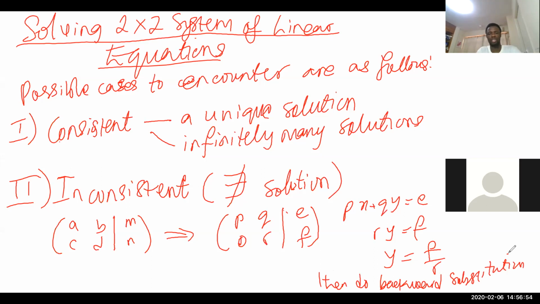Okay, so this is the idea of row operation. In this case, this is consistent with the case of unique solution. Now, what are the other cases you might encounter? How does our row operation look like when trying to solve a 2 by 2 linear system? So let's go to the next.